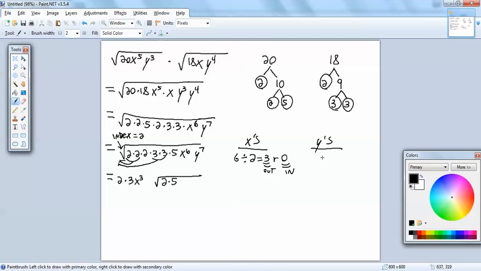Now for our y's, we take our power, which is 7, divided by our index, which is 2, and that gives us 3 with a remainder of 1. So this is how many come out, and this is how many stay in. So we're going to have y to the third, and then we'll have 1 y stay in.